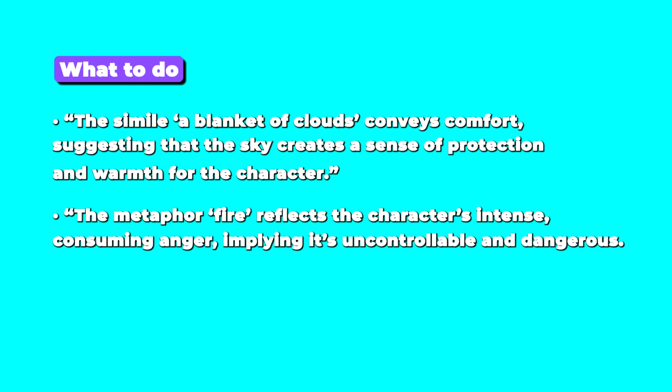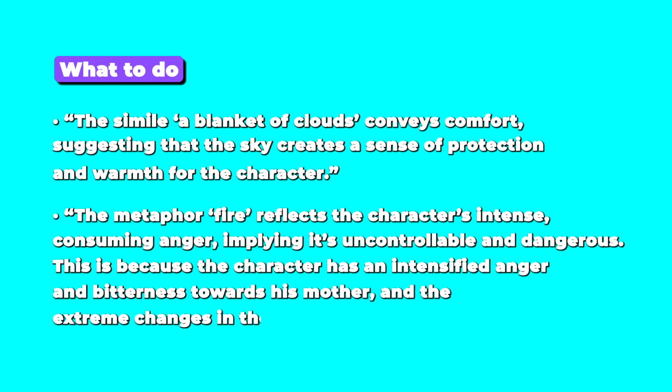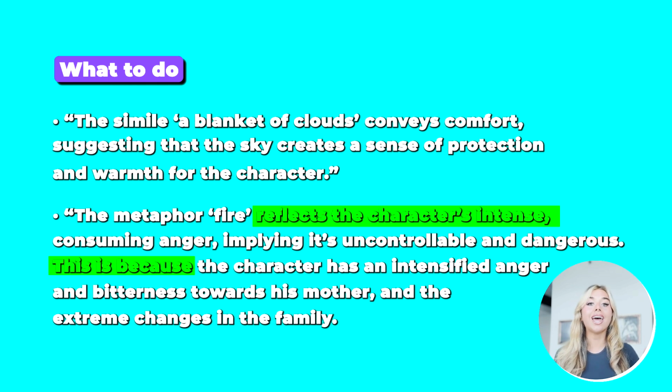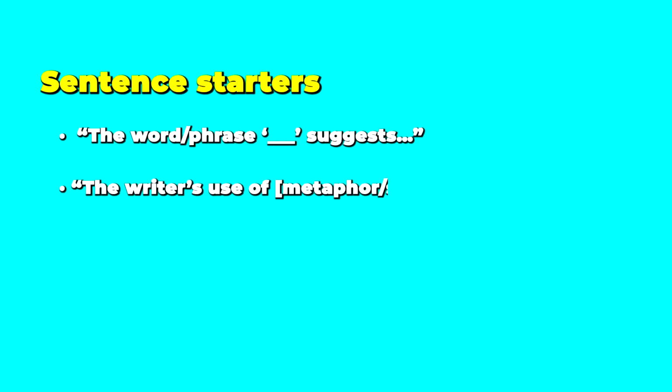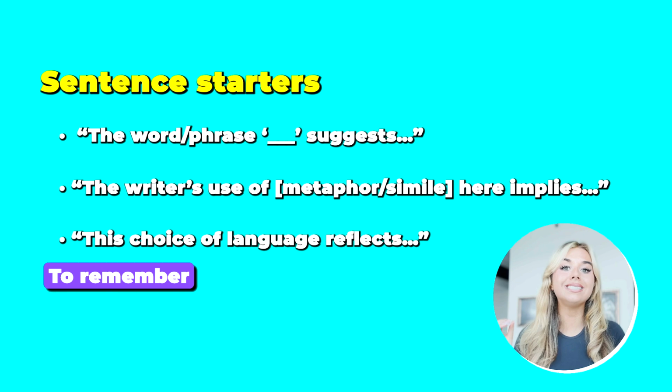Okay, let's look at the fire one and how we change it. This is because the character has an intensified anger and bitterness towards his mother and the extreme changes in the family. So you can see there, I've said what it shows, I've linked it to character, and I've also explained why. Here are some sentence starters you can use to make sure you avoid being vague in your analysis. The word or phrase suggests... The writer's use of insert here implies... The choice of language reflects... Remember, always tell me why, not what. And why, use as or because to help you.